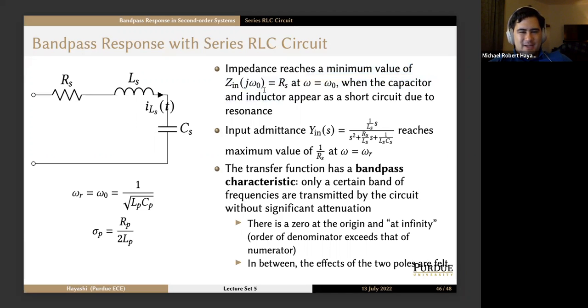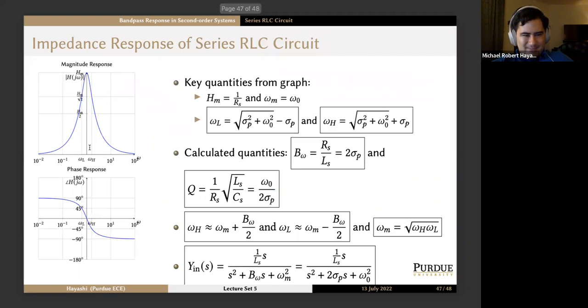The inverse of impedance is admittance. So the input admittance is 1 over L sub S, times S, over S squared plus R sub S over L sub S times S plus 1 over L sub S C sub S. Its maximum value is 1 over R sub S at omega equal to omega naught. Bandpass characteristic: only a certain band of frequencies are transmitted, the ones in this pass band between omega L and omega H, whereas anything outside of the pass band gets attenuated severely.